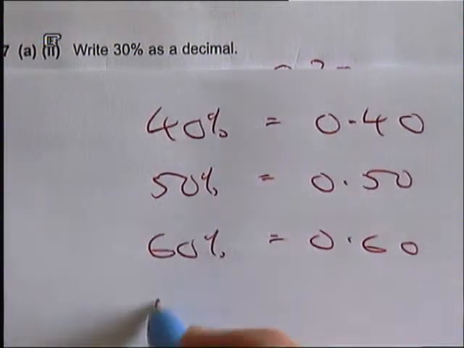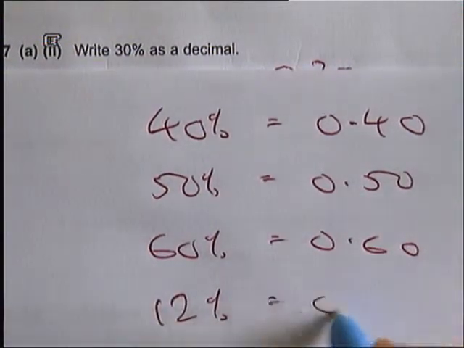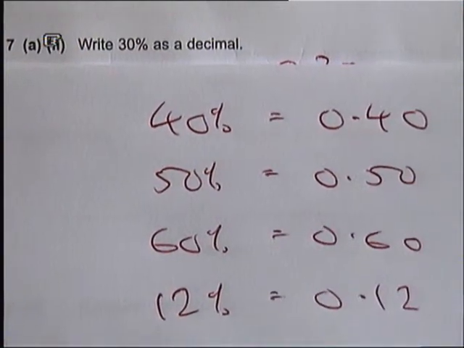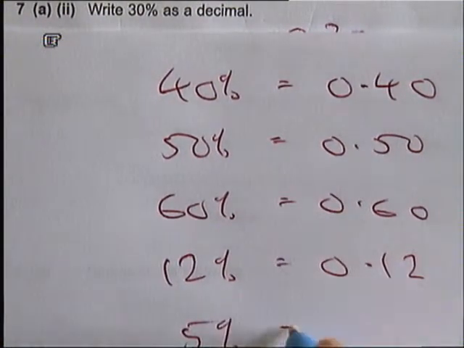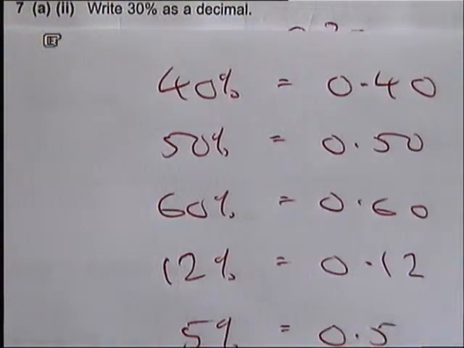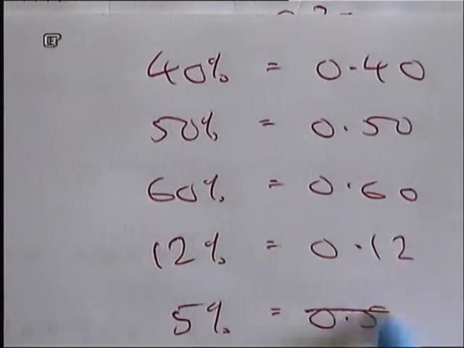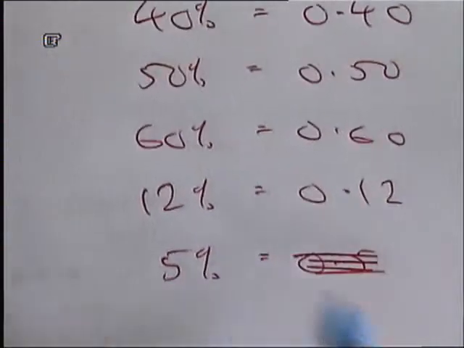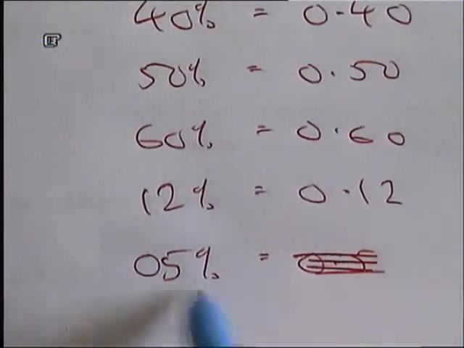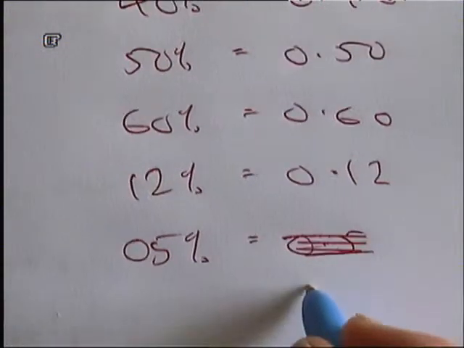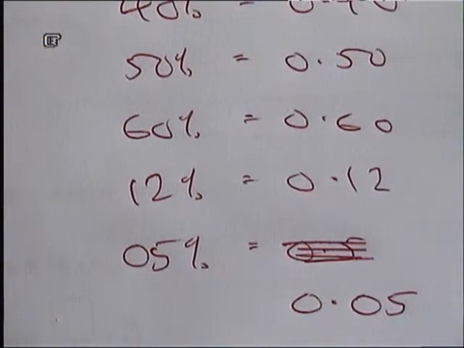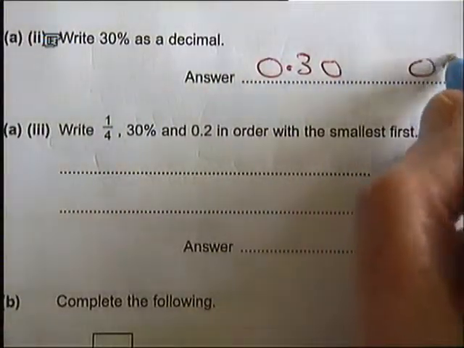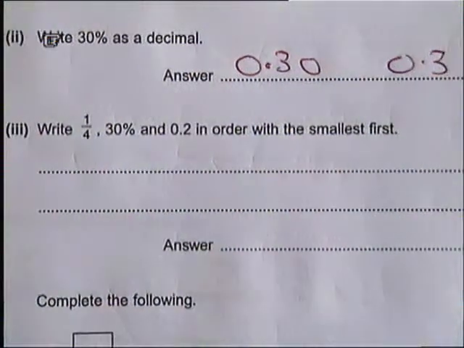If it's a bit more complicated number like 12%, that would be 0.12. If it's 5%, you need to be a bit careful there. It's not 0.5. We've already had that one up here. This isn't a double-digit number. 5% is like 0.5%, and that one over here is 0.05. That's if they get a bit harder. For this question here, the answer was 0.30 or just 0.3.